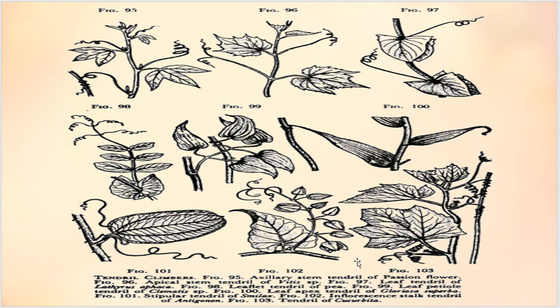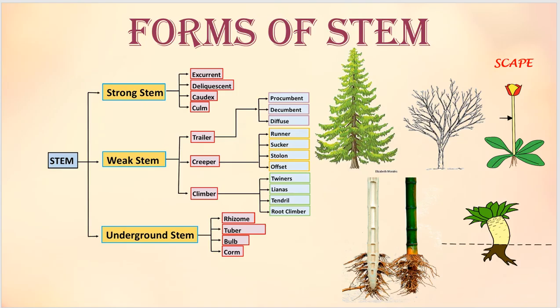So tendrils are small wire-like, leafless, thin wiry structures which are produced by the plant from the stipule, or from the leaf, or from the petiole, or from the inflorescence axis, which helps in the climbing nature of the plant.